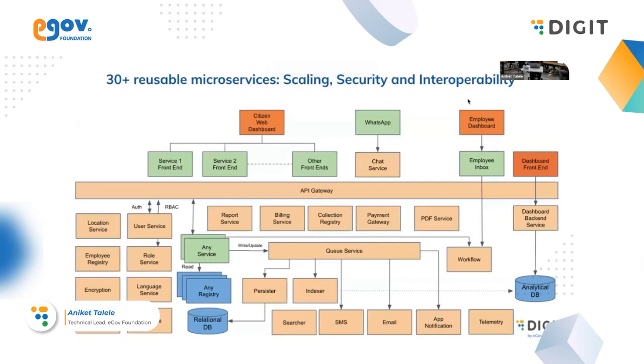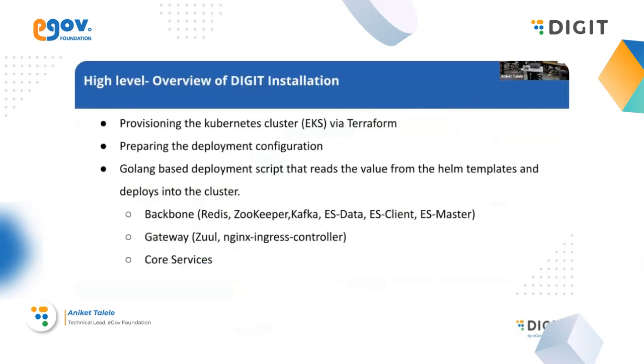Okay, so moving on from this side, I'll tell you the high-level overview of Digit installation. The first step will be to provision the Kubernetes cluster via Terraform. In provisioning, you will get all the EC2 instances, your RDS database, along with a running Kubernetes cluster. The second step will be preparing the deployment configuration. Deployment configuration is nothing but the Helm chart.